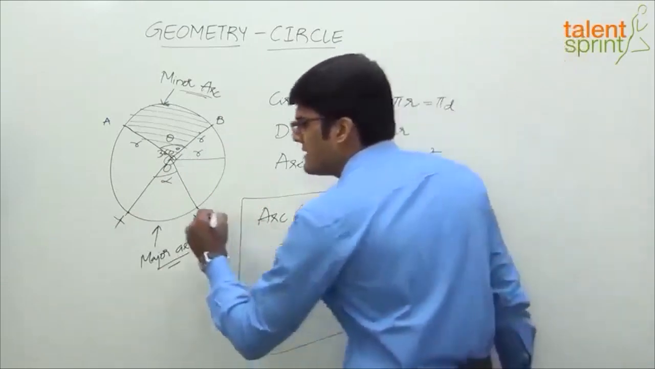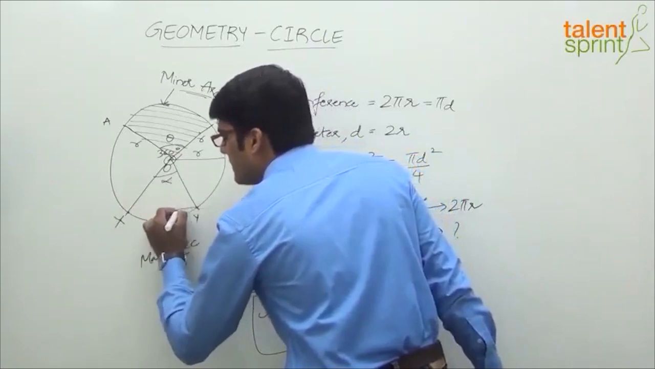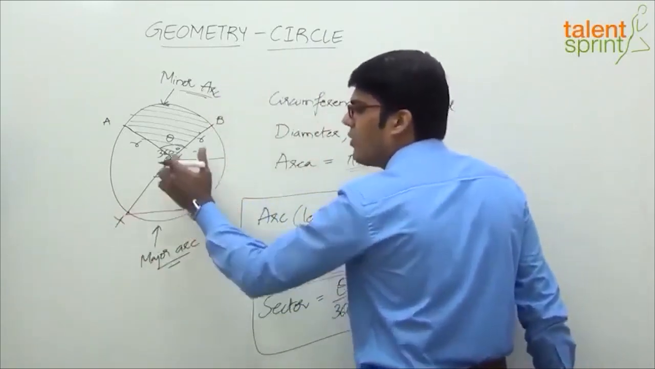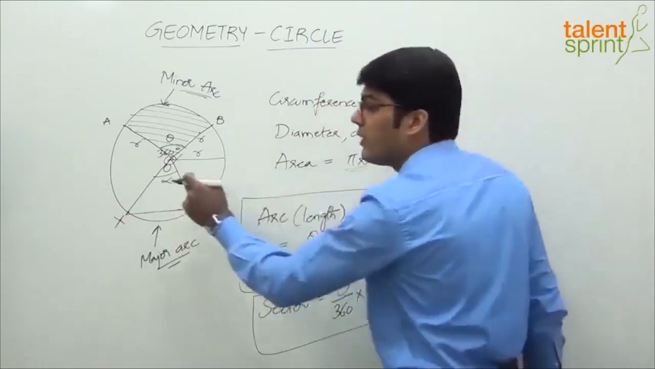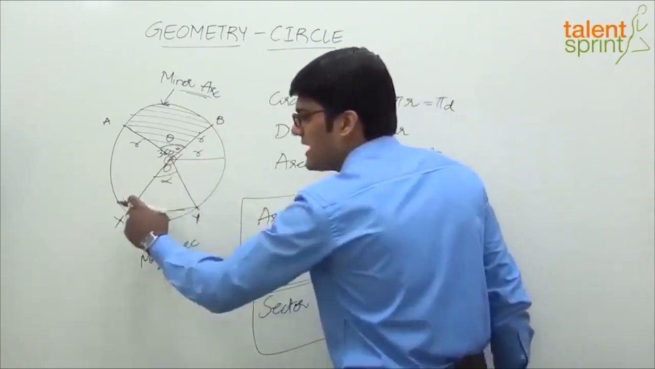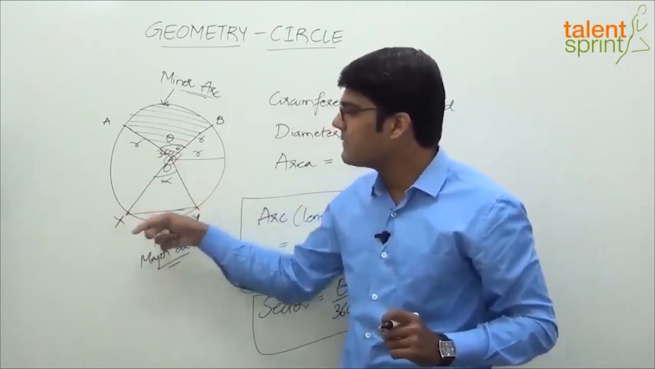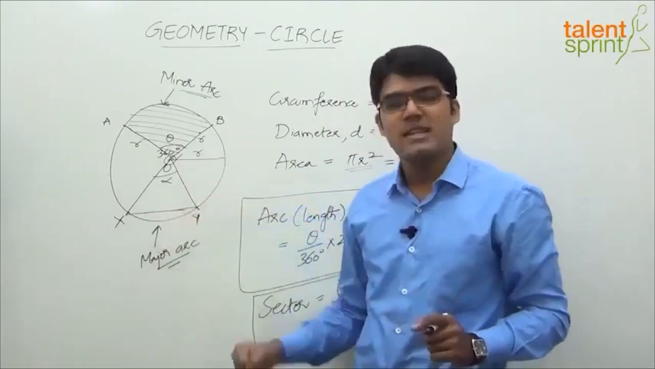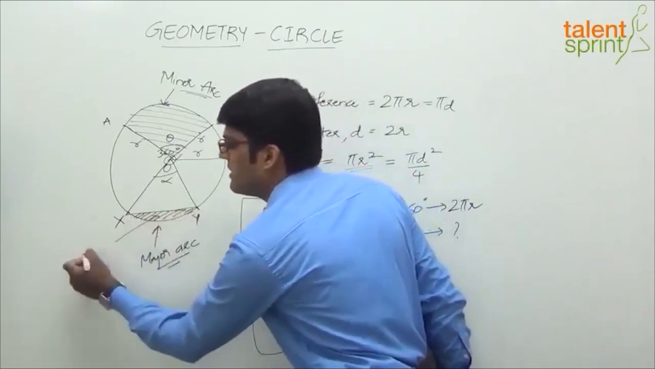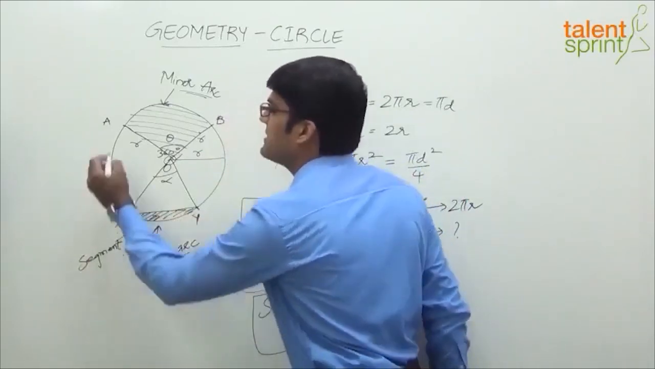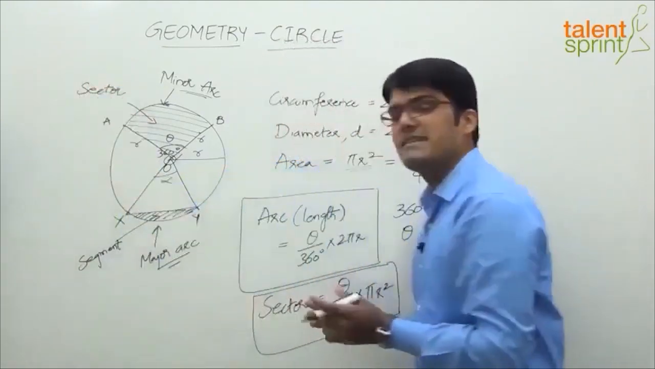What is meant by segment? A segment is the complete sector minus the triangle formed by the arc. X and Y are two points on the arc, and O is the center of the circle. So X, O, Y makes a triangle. From the complete sector, when we subtract the triangle, what we get is known as the segment. This shaded region is the segment. This is the sector, like you have seen, but the segment is a part of the sector.